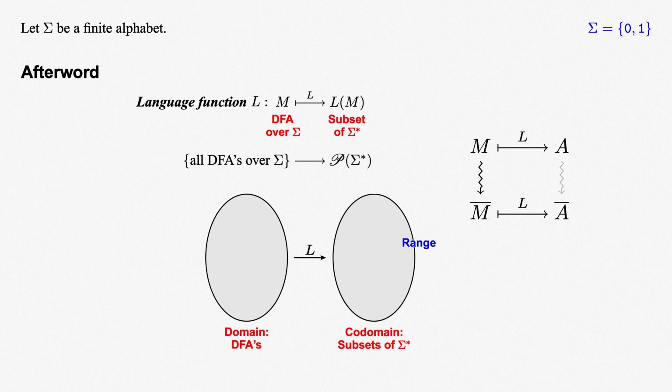This function's range, that is to say, the subsets of sigma star that it actually outputs, is precisely the collection of regular sets over sigma, because the definition of a set of strings being regular is that it's the language of some DFA. Regular sets were defined via this relationship, so this is also how we'll start reasoning about them. The interplay between languages and machines will be a theme throughout this course.